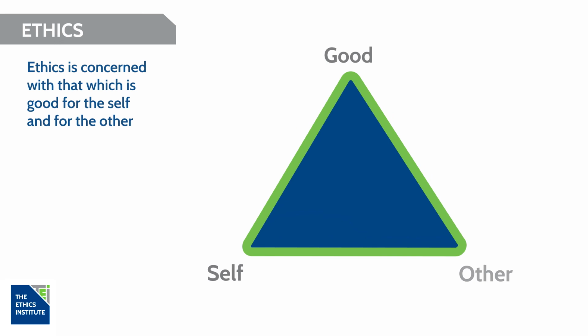Should one only do what is good for oneself, one could disregard the other and be described as selfish, the opposite of being ethical. On the other hand, by only doing what is good for the other, one neglects oneself in decisions and actions. For those of you who thought ethics is only about doing what is good for others in a kind of self-sacrifice, this should be good news. Ethics is also about considering what is good for oneself.